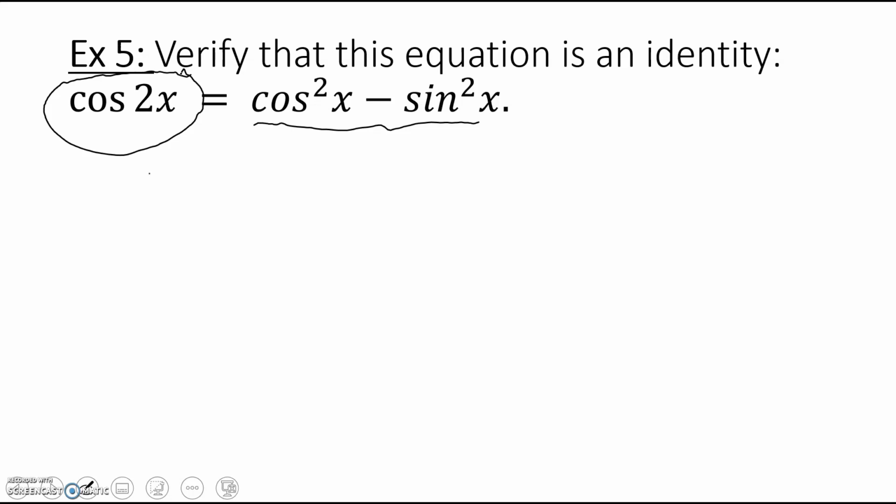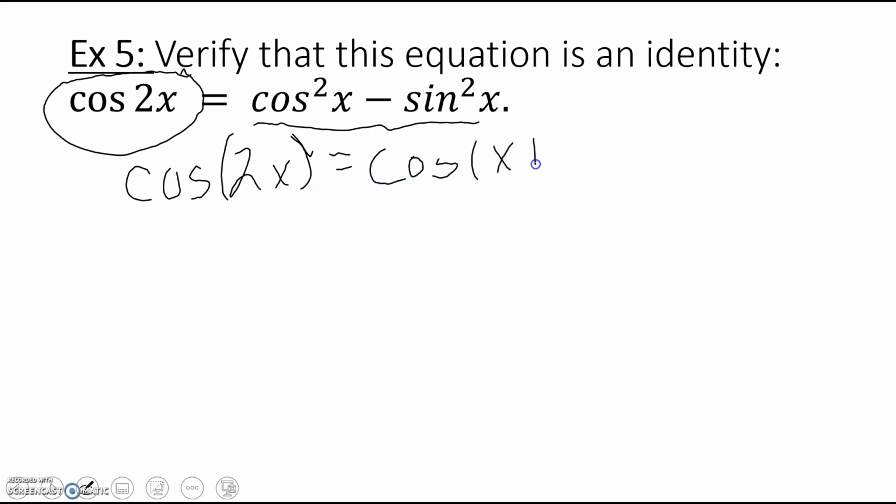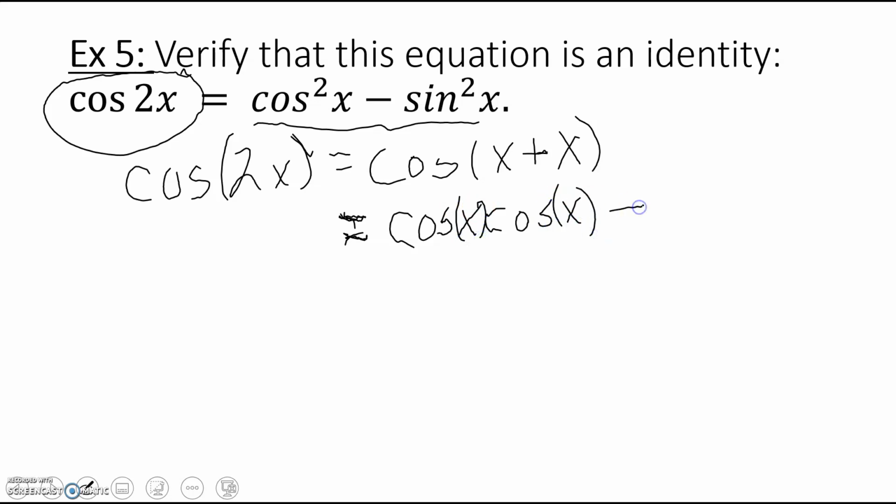So for example, cosine of 2x is the same as cosine of x plus x. That's what 2x is equal to. So all I did was rewrite the 2x as x plus x. Well, now I can use the sum identity for cosine. So this will be equal to cosine of x times cosine of x minus, remember the sign changes, sine of x, the first angle, times sine of the second angle.